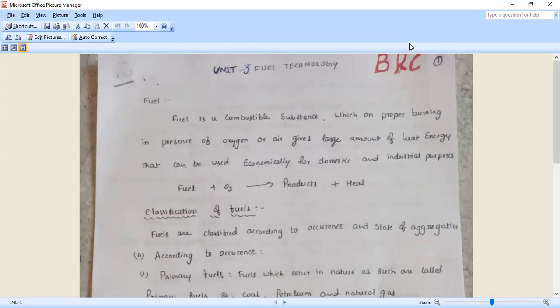Today we are discussing fuel technology. Fuel is a combustible substance which on proper burning in presence of oxygen or air gives a large amount of heat energy that can be converted and used economically for domestic and industrial purpose.